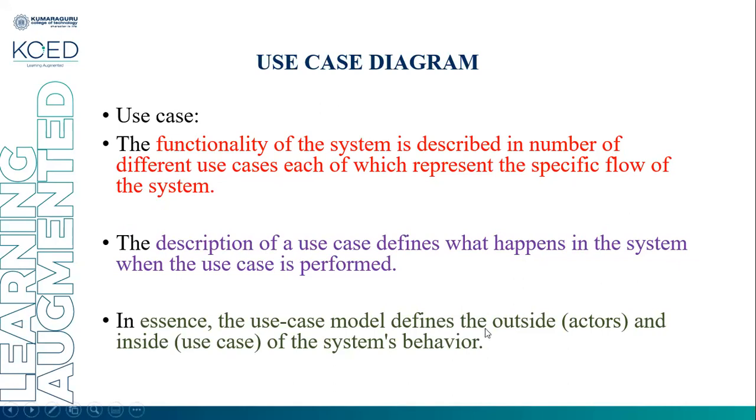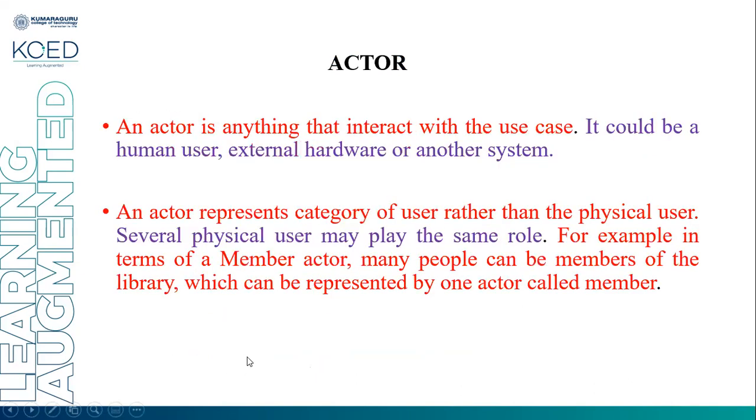In essence, the use case model defines an outside, an inside, and a boundary, the system boundary. It contains three parts. So the use case model defines the outside, that means the actor. Outside the system boundary, we have an actor. And inside the system are the use cases, that is, the system's behavior, inside the system boundary. So outside the system boundary, we have actors. Inside the system boundary, we have use cases.